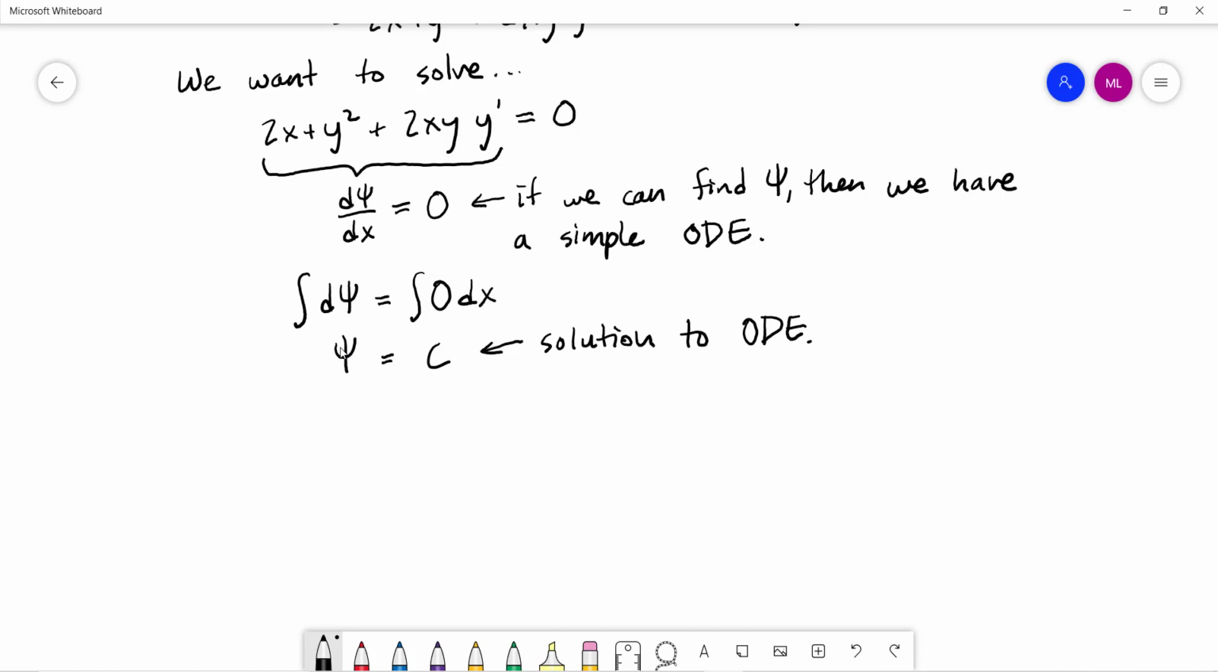So if we can figure out what psi is, then psi equals a constant is going to be the solution to this differential equation right here, which we just said is the same as this differential equation right here. So the hard part is finding psi. And then if we can find psi, such that the full derivative of psi, when we take the implicit derivative of psi, we get the whole left-hand side of our differential equation here, then the solution to that differential equation is simply psi equals a constant. And so this is going to be the form of our solutions once we're able to find psi. That's going to ultimately be our solution.